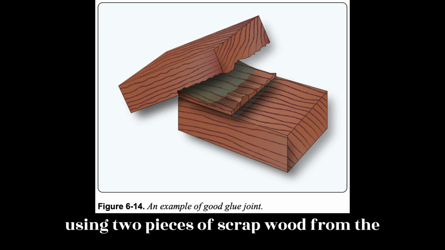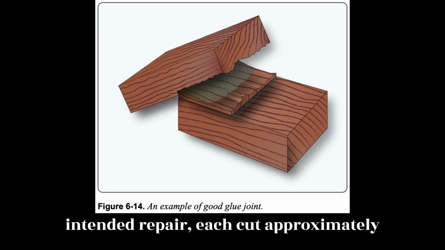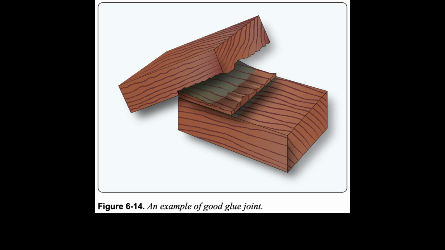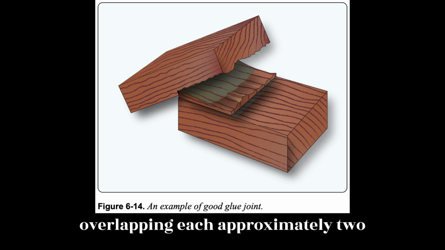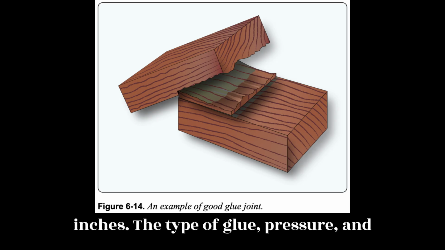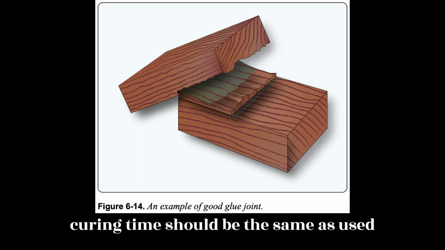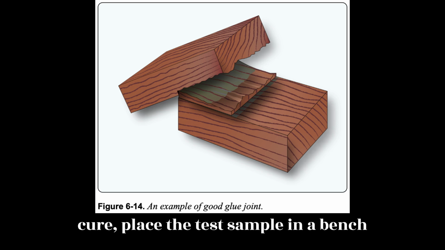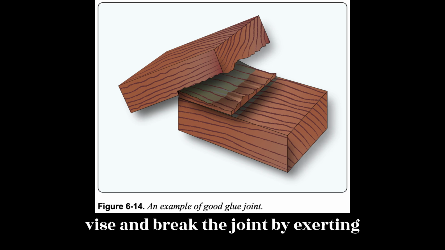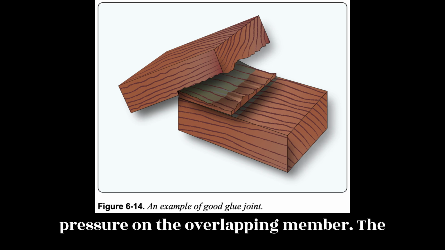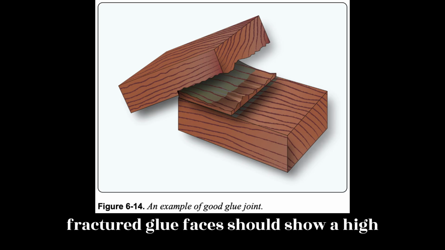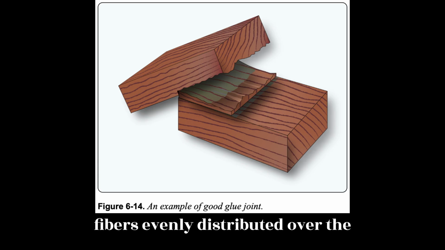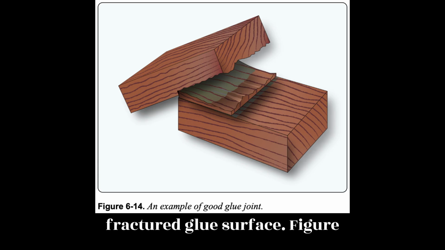Perform a sample test using 2 pieces of scrap wood from the intended repair, each cut approximately 1 inch by 2 inches by 4 inches. The pieces should be joined by overlapping each approximately 2 inches. The type of glue, pressure, and curing time should be the same as used for the actual repair. After full cure, place the test sample in a bench vise and break the joint by exerting pressure on the overlapping member. The fractured glue faces should show a high percentage, at least 75%, of the wood fibers evenly distributed over the fractured glue surface.